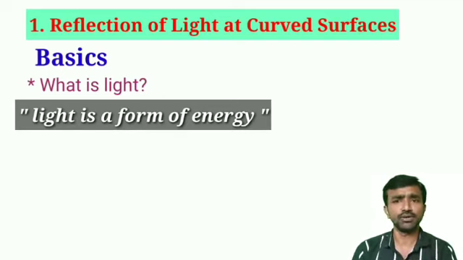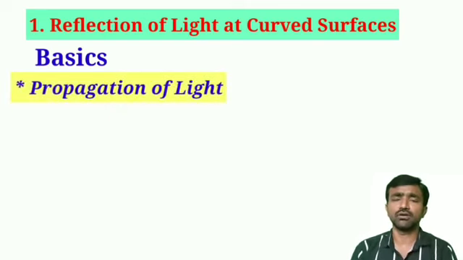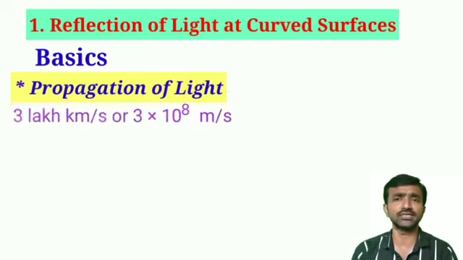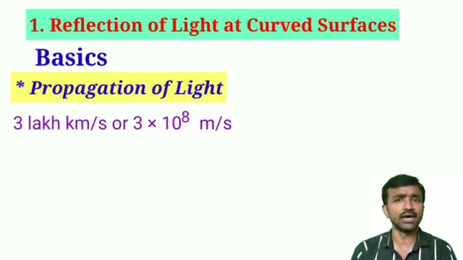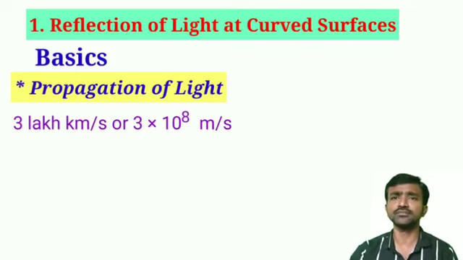Light travels in a medium with a speed of 3 lakh kilometers per second in vacuum. The maximum speed attained by light in vacuum is 3 lakh kilometers per second. As a short form, we can express this speed as 3 into 10 to the power of 8 meters per second.